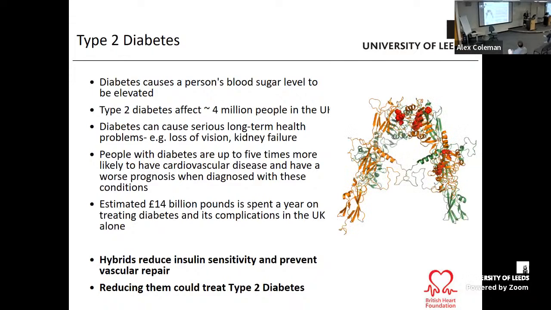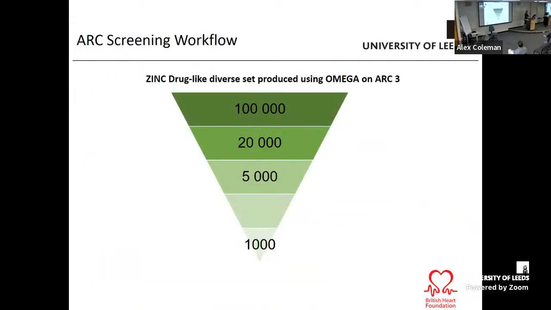So we created a model of what we think our insulin receptor hybrids look like using a number of different homology modeling platforms. Obviously nowadays, we use AlphaFold. This wasn't available in 2015, so we used a number of different homology modeling servers to get a consensus of what we think our hybrids look like. And then we used hotspot mapping software to understand which regions were important for these proteins coming together to form these hybrids. So this is the screening workflow that we used on the ARC system.